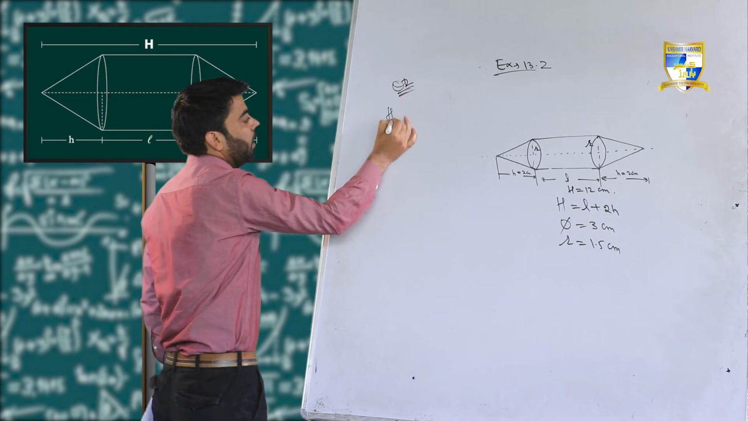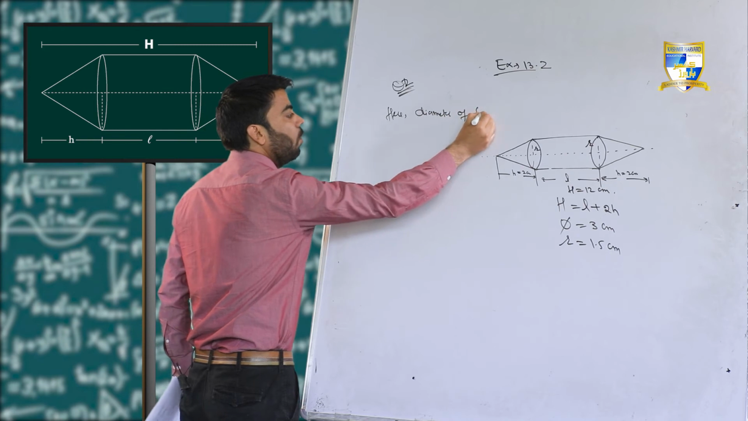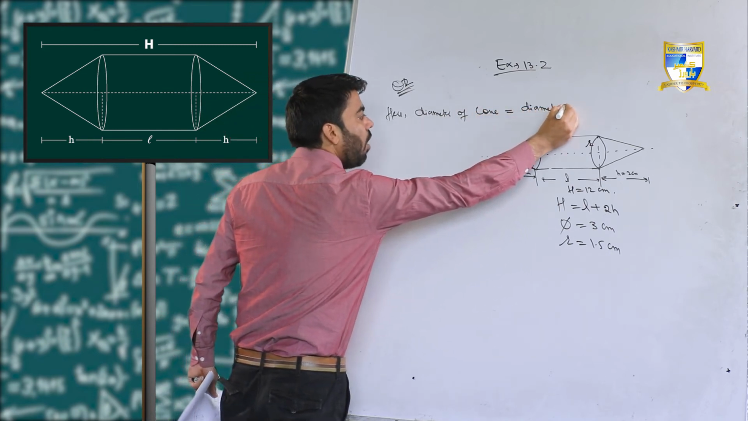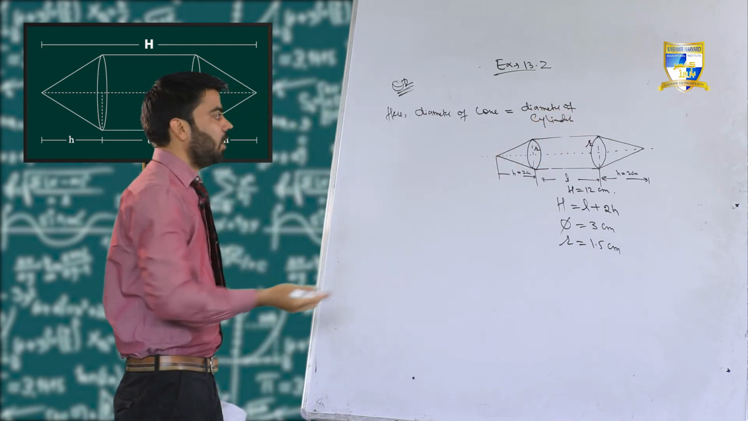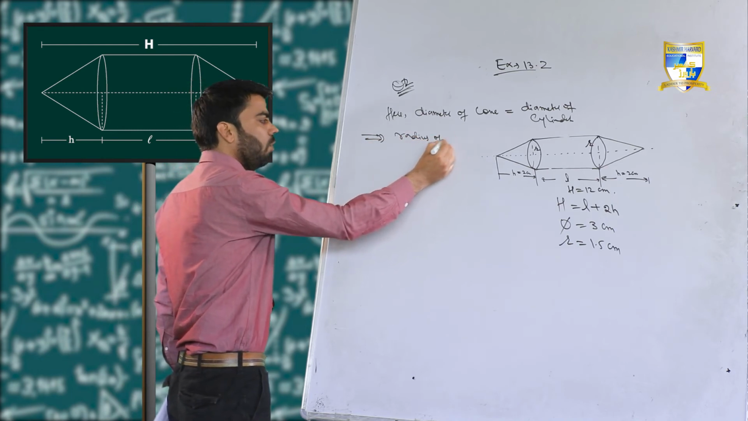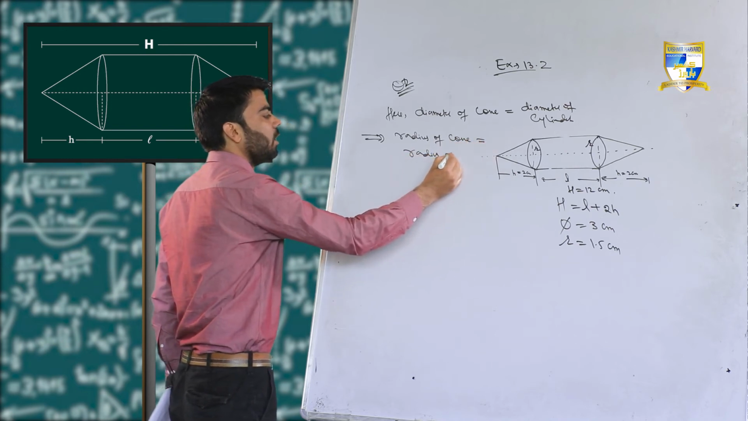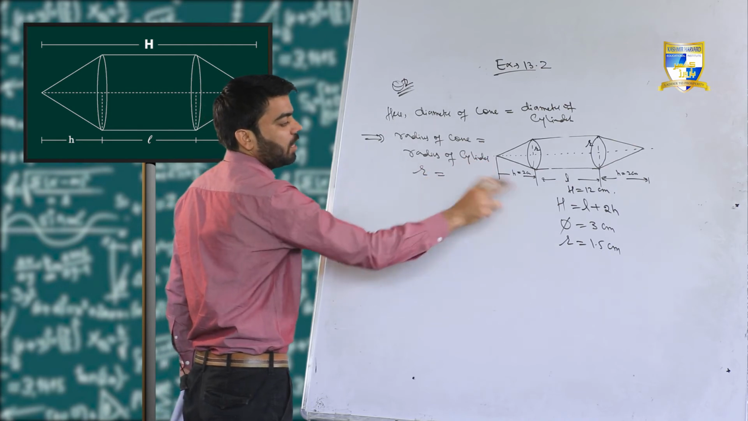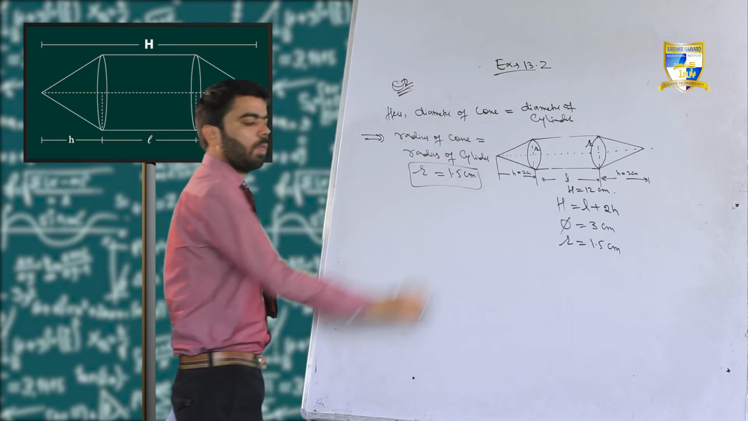We write here diameter of cone is equal to diameter of cylinder, or we can say simply, which implies radius of cone is equal to radius of cylinder. That's small r is equal to 1.5 centimeter. Right?